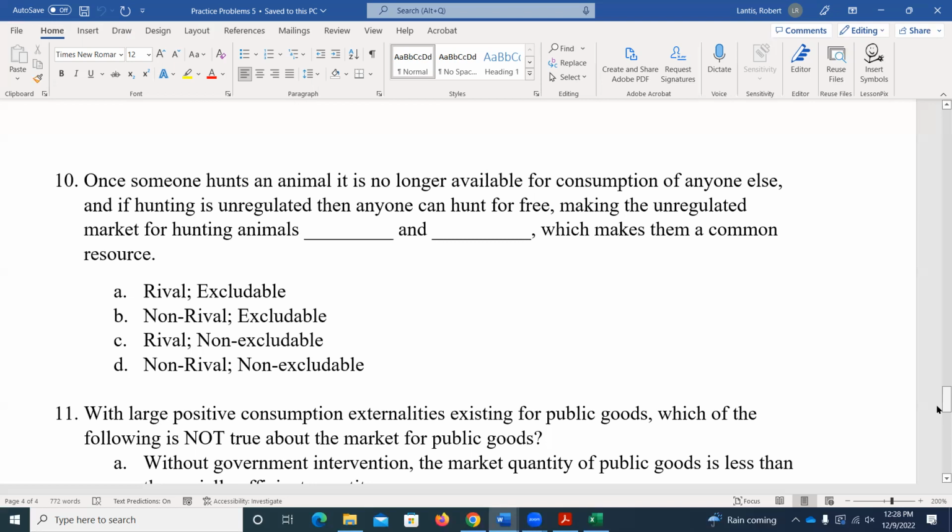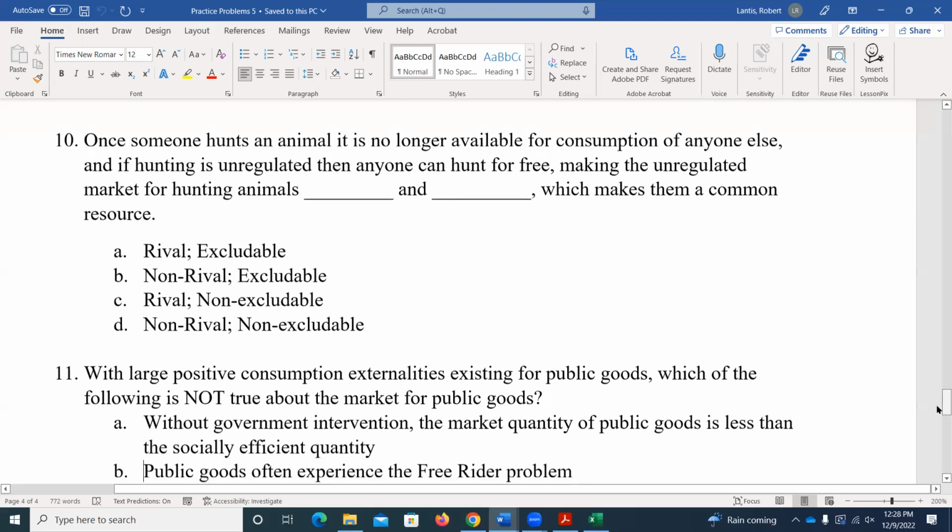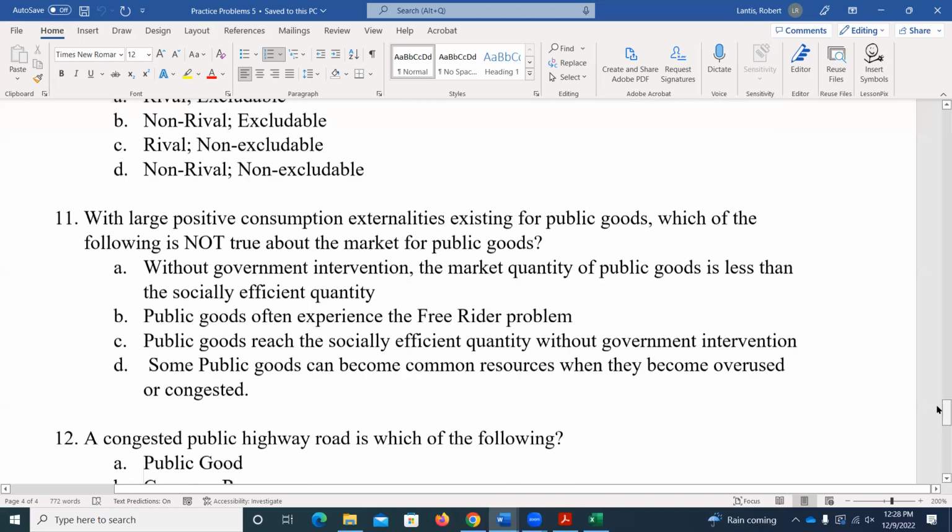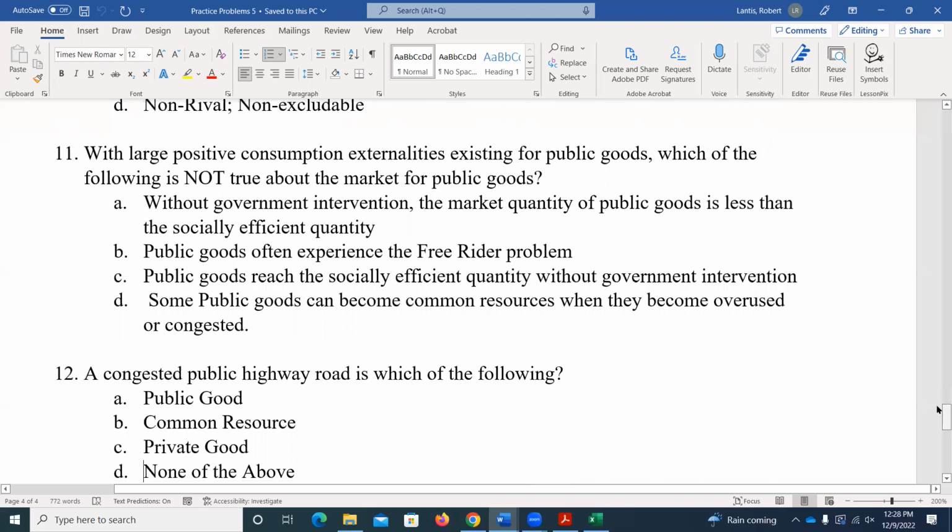So we talked a little bit about that, but when we have these common resources, if we let them be unregulated, we tend to get this overuse, right? Because they're not excludable. So we probably already answered this one a little bit because it's related to these positive externalities. So we already have this visual up on the board for us here.